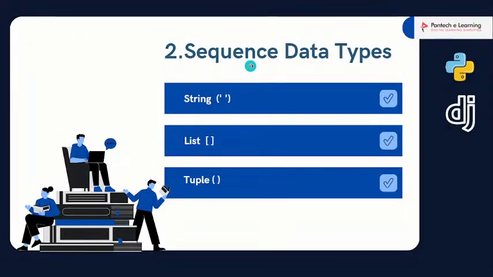What are the sequential data types? String, list, tuple. String means a sequence of characters encoded in double quotes or single quotes. List means a collection of data. That means we contain data inside a square bracket, that is called list. If it is inside normal parenthesis, it is called tuple.